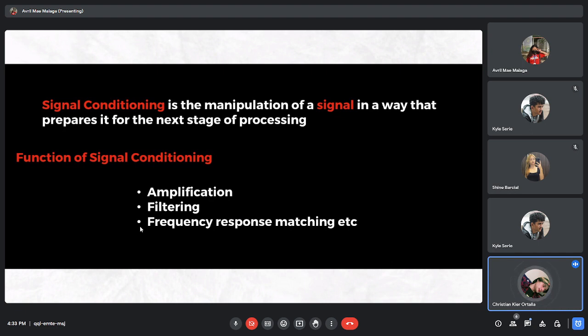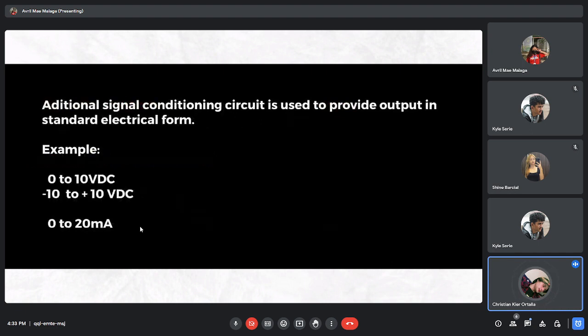Next slide please. Additional signal conditioning. An additional signal conditioning circuit is used to provide output in standard electrical form, for example 0 to 10 volts direct current, negative to positive volts direct current, and lastly 0 to 20 milliamps. So that's it.